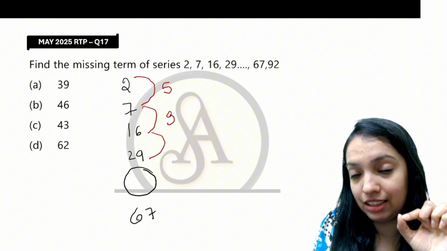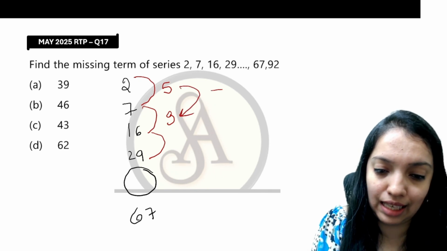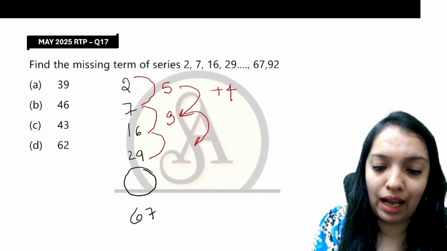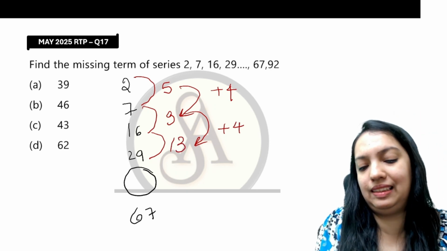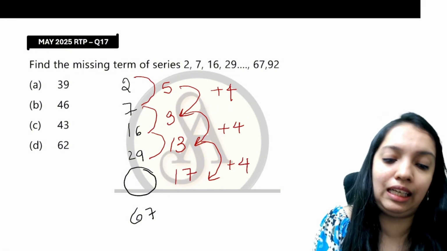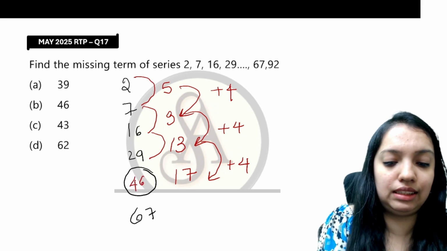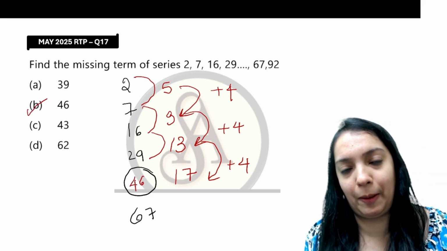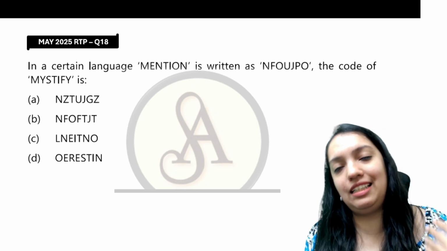So you need to find the difference of the terms. Check now, the second order difference says add 4 to this. So add 4 to this, you are going to get 13, the difference between 29 and 16. Next number, add 4 to this, you will get 17. 29 plus 17, 46 is your answer. Option B.